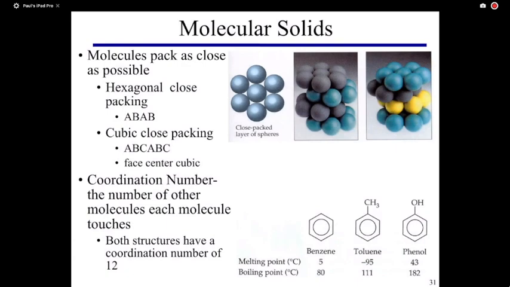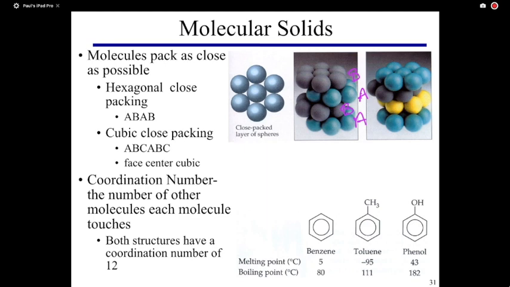Molecular solids can also pack in several ways, okay? And so there is hexagonal close packing and cubic close packing. And so what's the difference? The difference is this. I have level A, and then I have a level B, and then I have a level A, and then I have a level B. Okay? And so they alternate A, B, A, B.